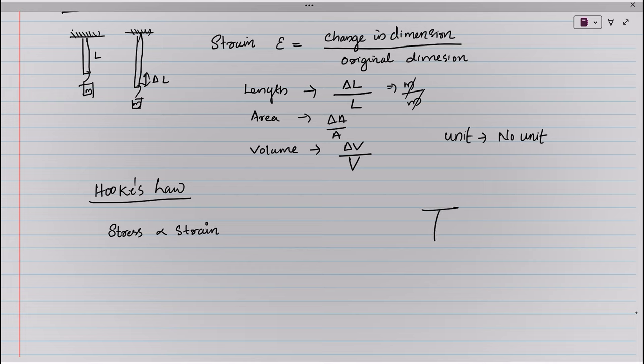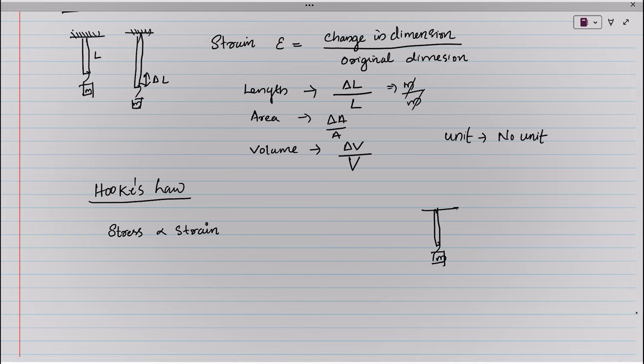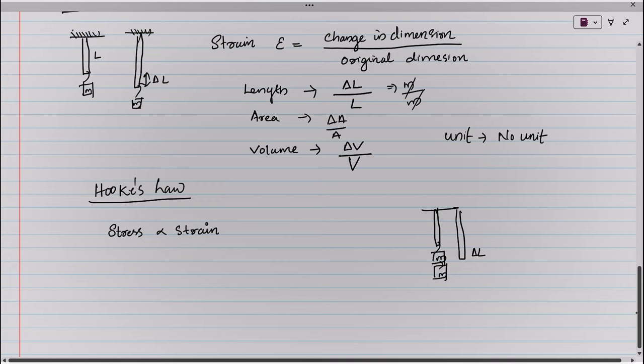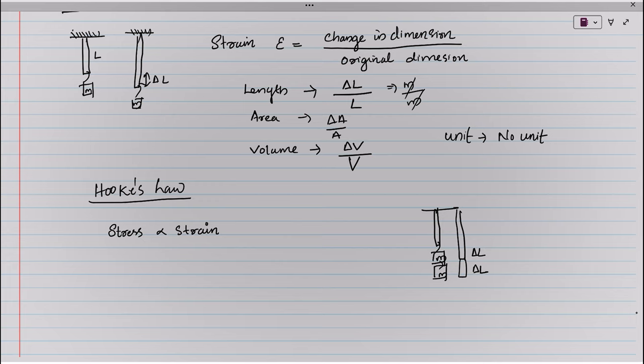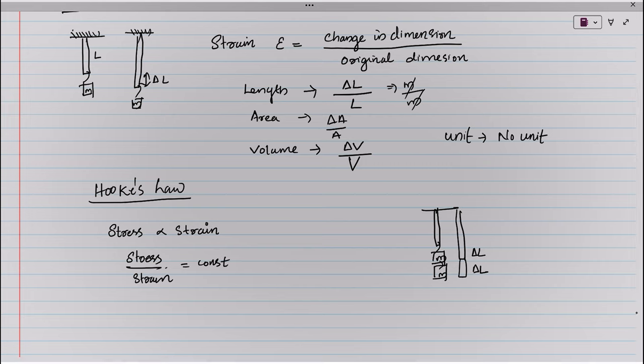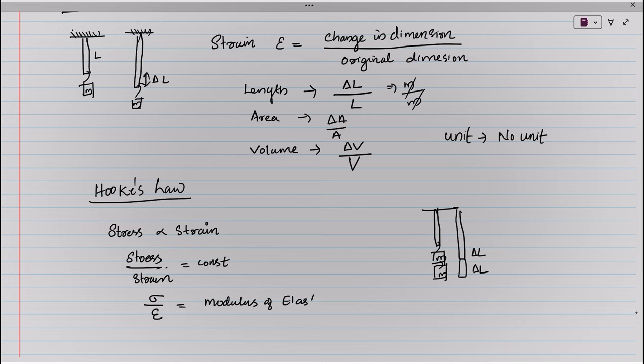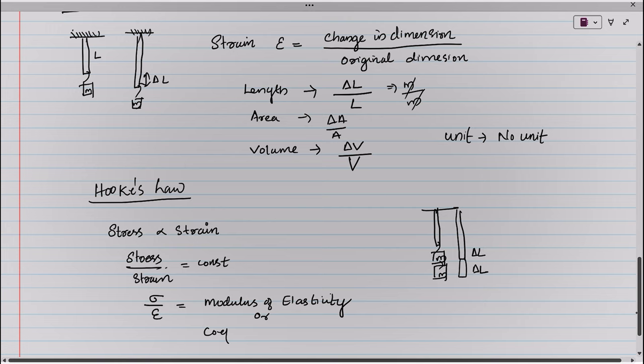That is, if we add one block of mass, its length increases by delta L. If we add two blocks of masses, it again increases by delta L. That is, stress is directly proportional to strain. That is, stress by strain is a constant. This constant is called the modulus of elasticity or coefficient of elasticity of the material.